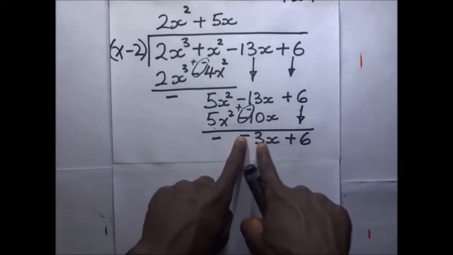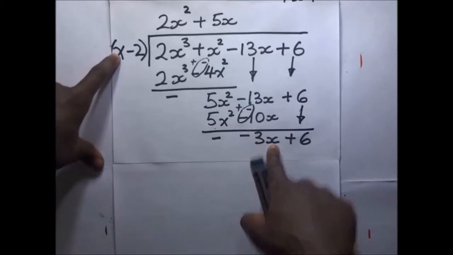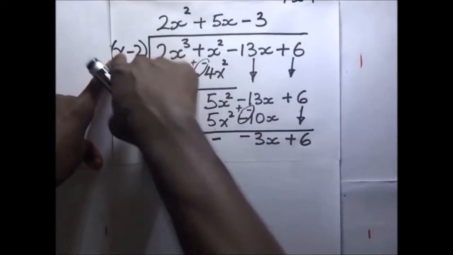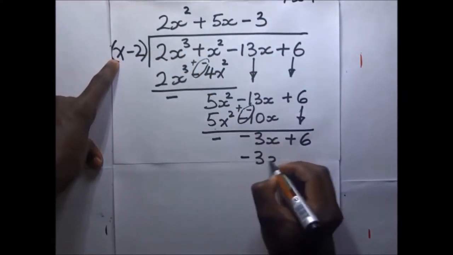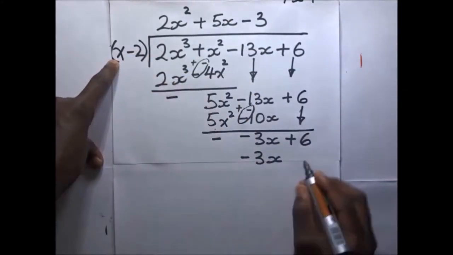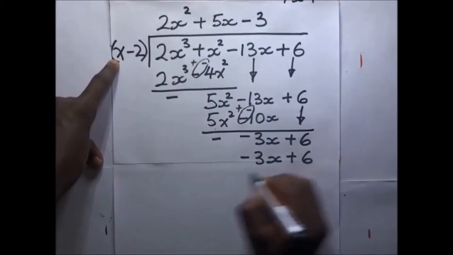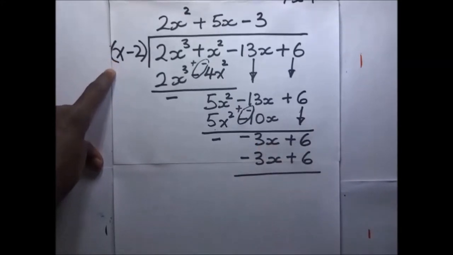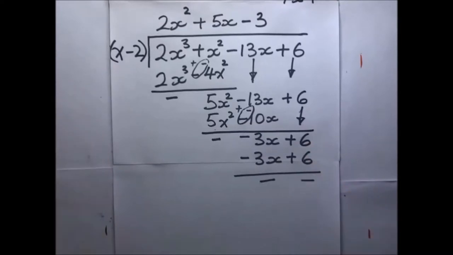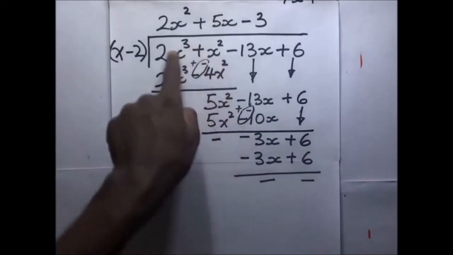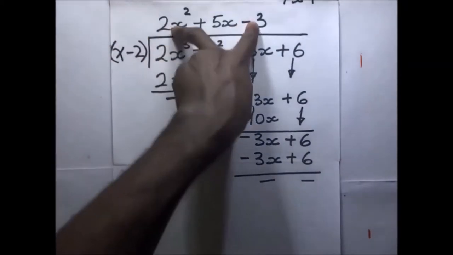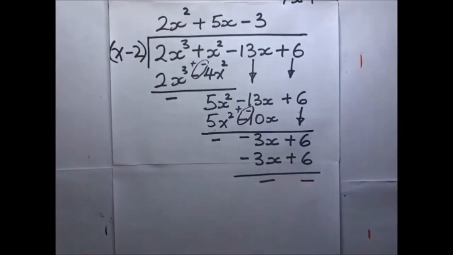So we continue. Negative 3x, divide that by x, you'll remain with negative 3. So negative 3 times x will remain with negative 3x. Then negative 3 times negative 2, you will remain with positive 6. And when we subtract this, this minus that will remain with nothing. 6 minus 6 remain with 0. So you will find that when you divide this polynomial by that divisor, you will get this quotient and no remainder.